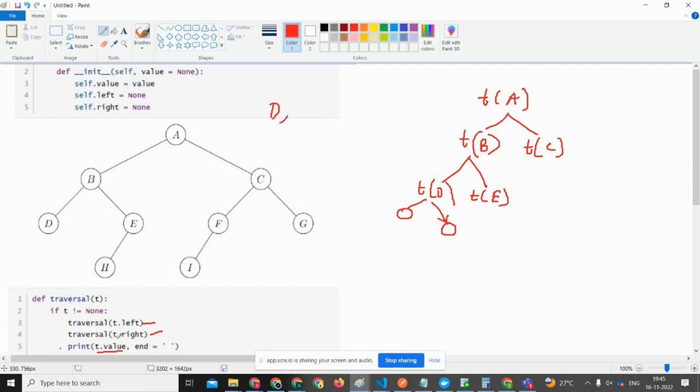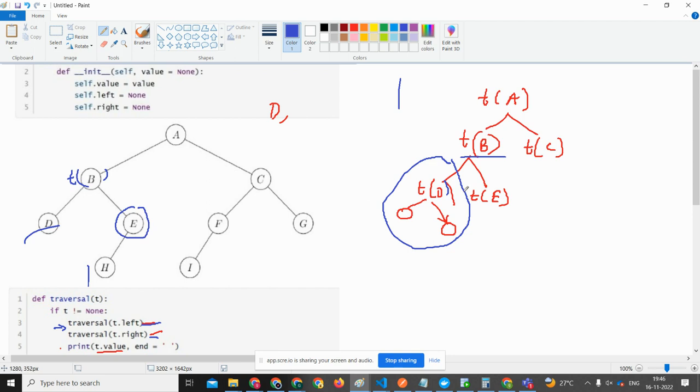Followed? Okay. After that, now that you have explored t of D, that means the left part of traversal of B is done. Correct? So when you are doing t of B, first you do the left part. Now that left part is done, so you need to go to this line, the fourth line. Right part. Very good, right part.